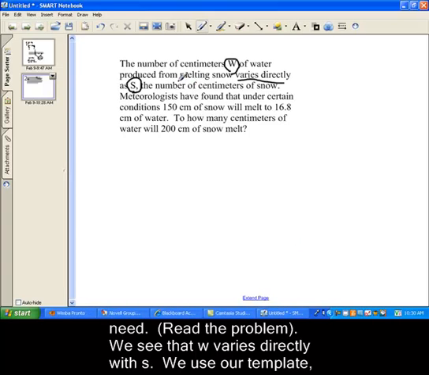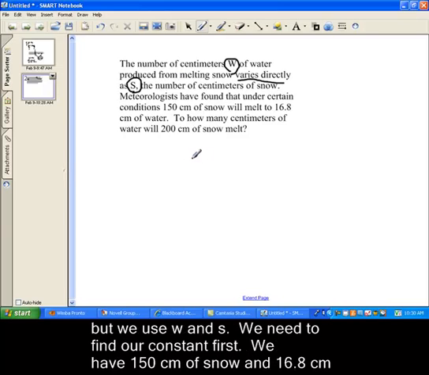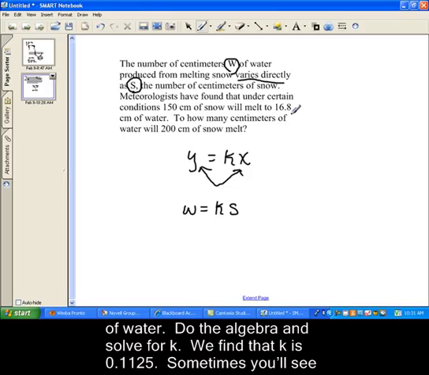We see that the W varies directly with the S, and if we use our template Y equals Kx, the Y and the X are the two things that vary directly. So we simply put the W and the S in place of our Y and our X. We need to find our constant first. So let's see what we have. It says that under certain conditions, 150 centimeters of snow will melt to 16.8 centimeters of water. So the 16.8 is the water, so that's going to go in place of W. And the 150 is the snow, so that's going to go in place of S.